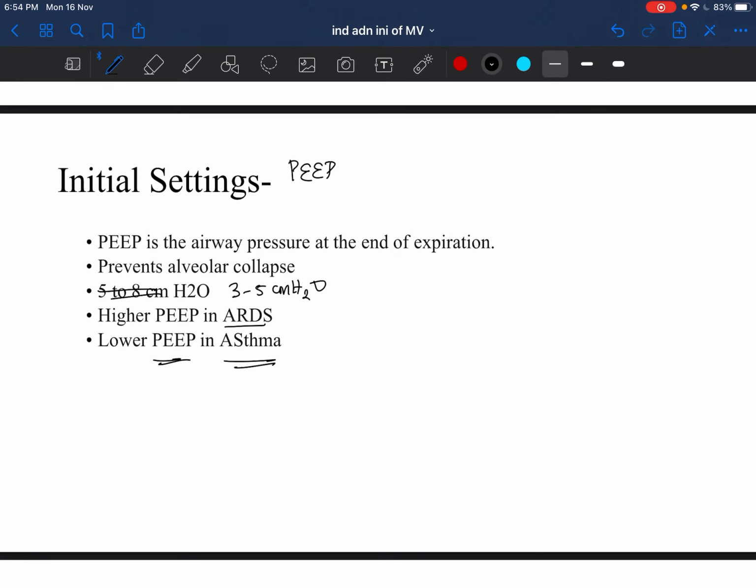Why lower PEEP or end expiratory pressure in asthma? Because the patient per se has air trapping, isn't it so? You have a patient who is having a reduced airway radius. The patient is trying to exhale out. Suppose not much expiratory time is given, expiration is cut off. If you want to put the same in a graphical format.